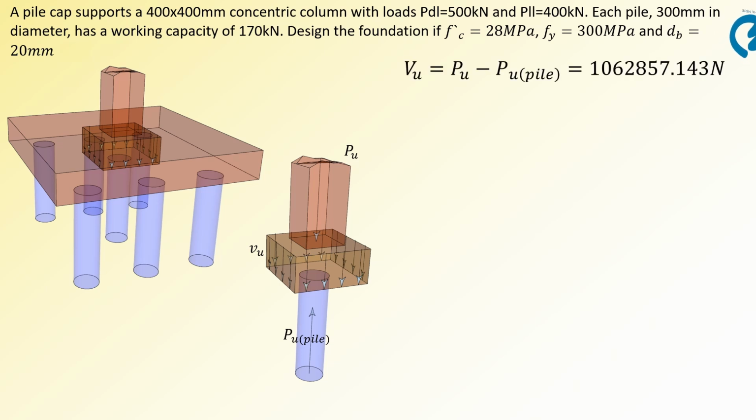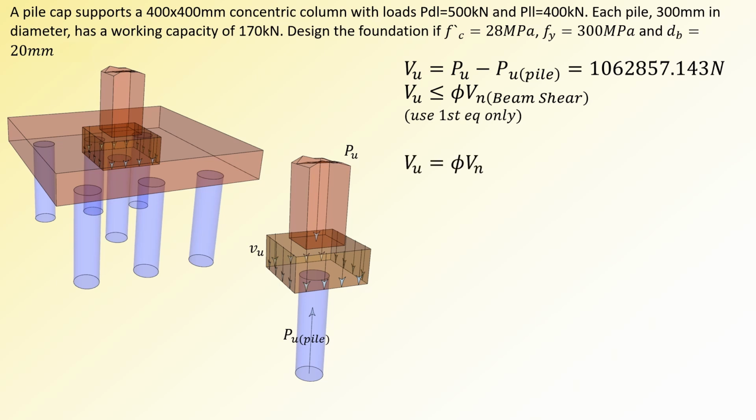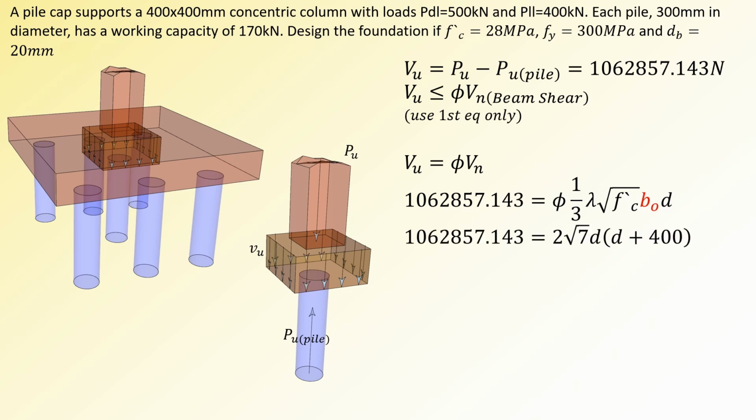VU is calculated as the difference between PU and the reaction of a single pile. This value is then equated to the punching shear capacity, where the effective depth, D, is unknown. The parameter BO, which represents the perimeter of the punching area, is defined as 4 times the sum of D and the column width. To solve for D, we can use either trial and error or the quadratic formula. Since most calculators have a shift solve function, we'll use that for efficiency. The solution will yield 2 values, but we'll select only the positive one.